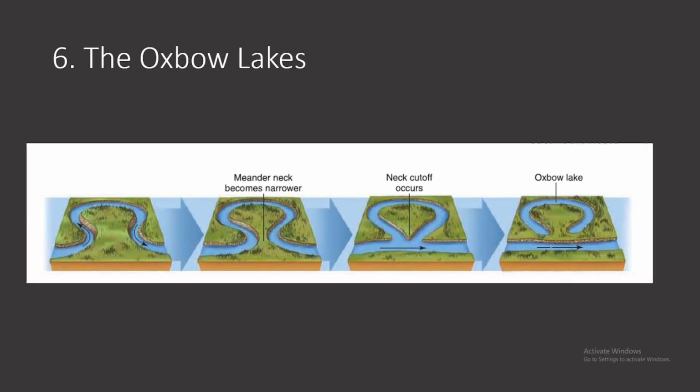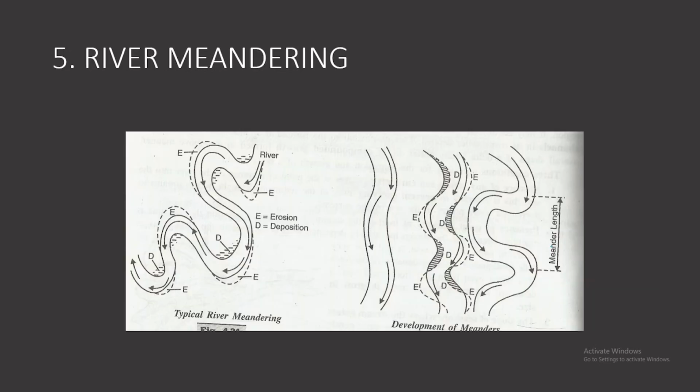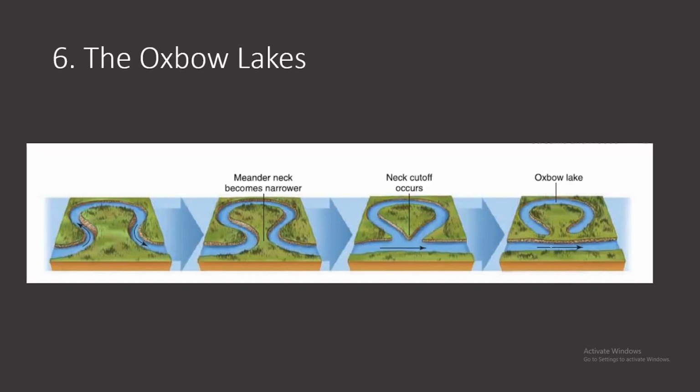So that is again a river feature. Basically, we cannot say it is a depositional feature. It's a river feature, and this meandering and oxbow lakes, I'm putting here with the river depositional features, but it is a large-scale river morphological feature.